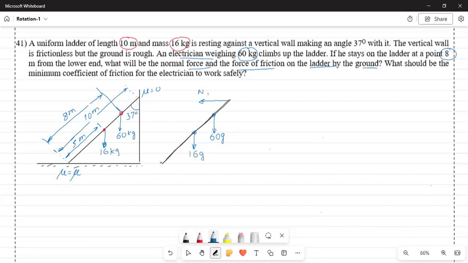And at this ground, for the sake of our arithmetic, consider this point as P. At this ground, there is a vertical normal force. Let's say this force is N2. And also, there will be a frictional force F.